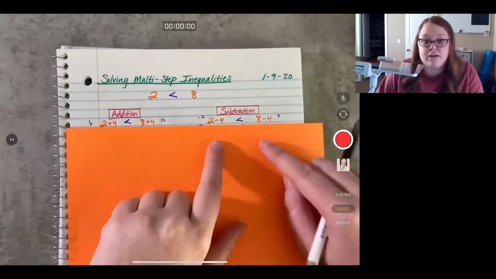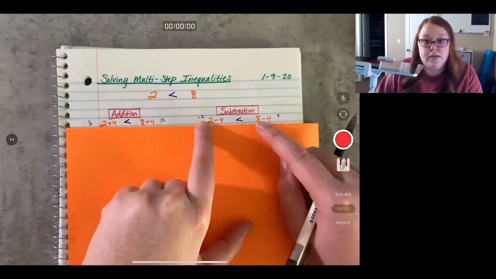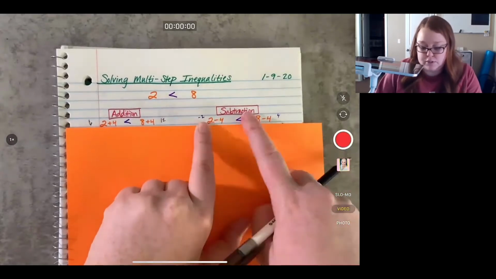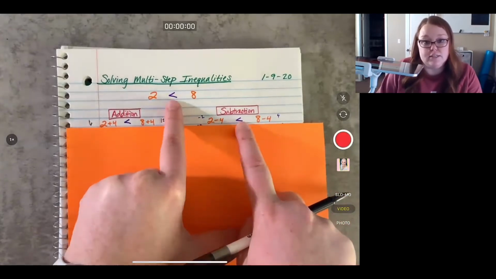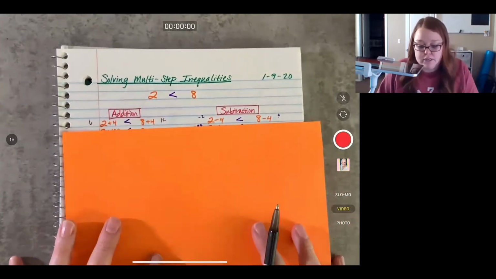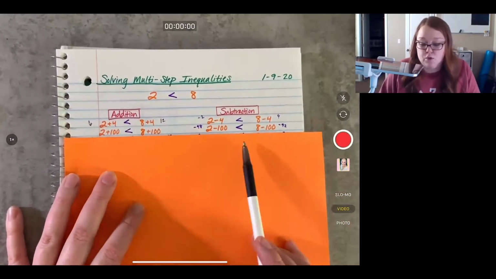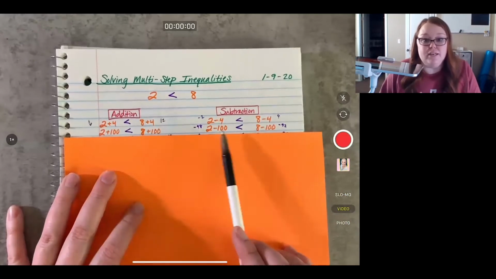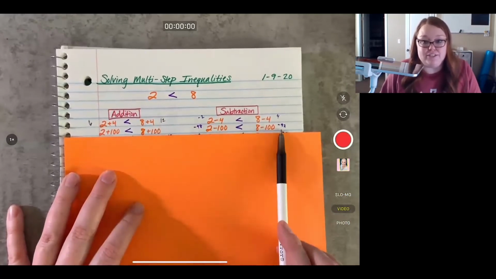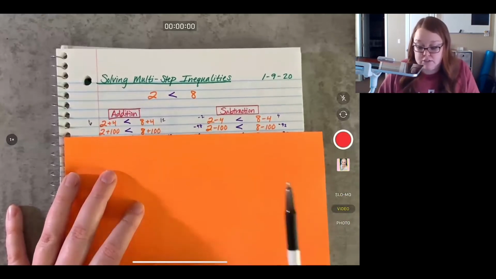Then we tried with subtraction, and we subtracted 4 on both sides. 2 minus 4 is -2. 8 minus 4 is 4. -2 is less than 4. Okay, so the symbol stayed the same. Then we added 100 to both sides. Symbol stayed the same. We subtracted 100 from both sides. The symbol still stayed the same. -98 is less than -92. Remember, it's deeper into the negative, so it's less than -92.